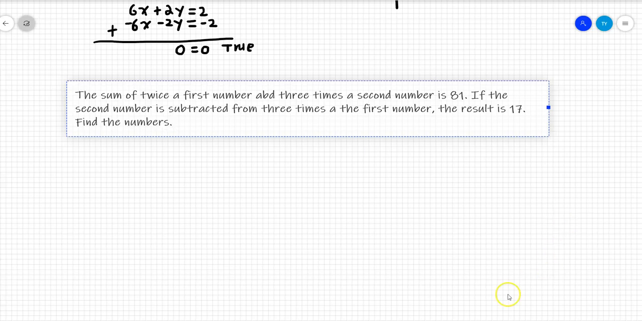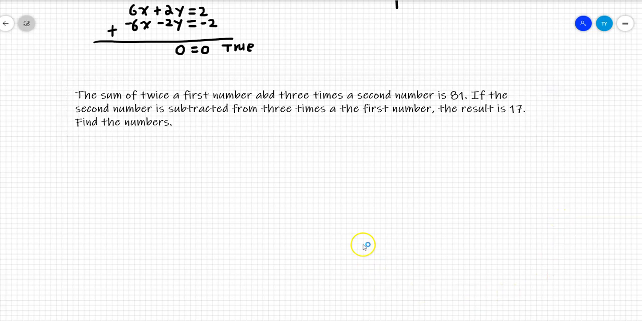Okay, so let's take a look. Before we actually solve anything, we're going to have to write the system of linear equations here. So we need to look at the first part. I'm going to highlight this one first.